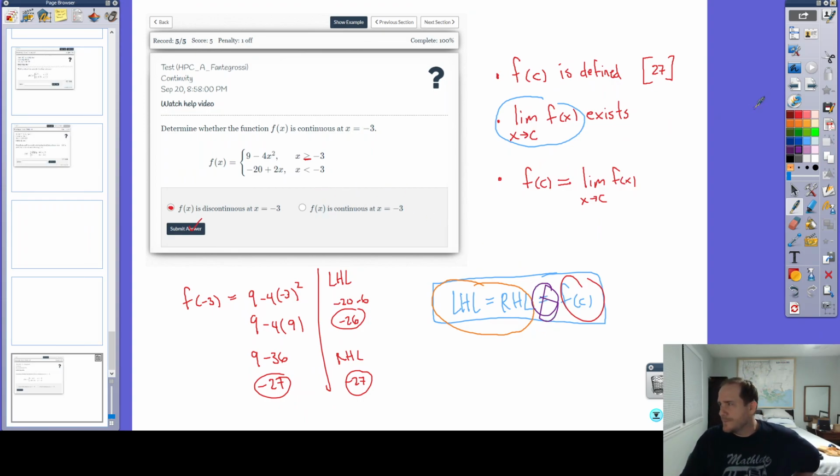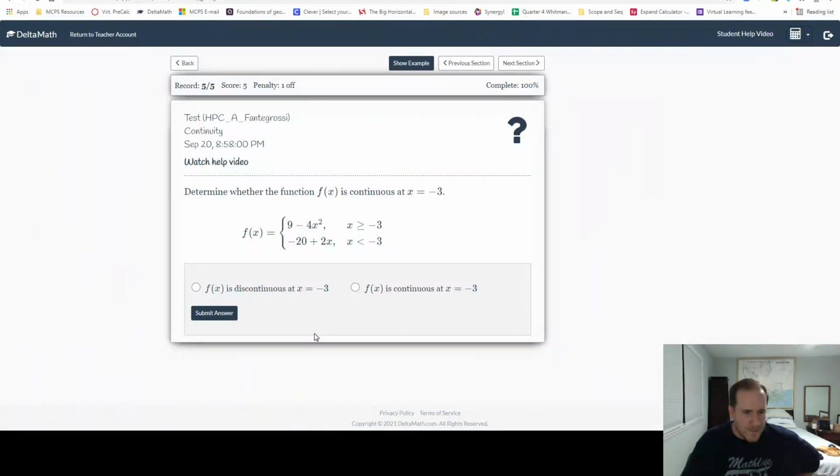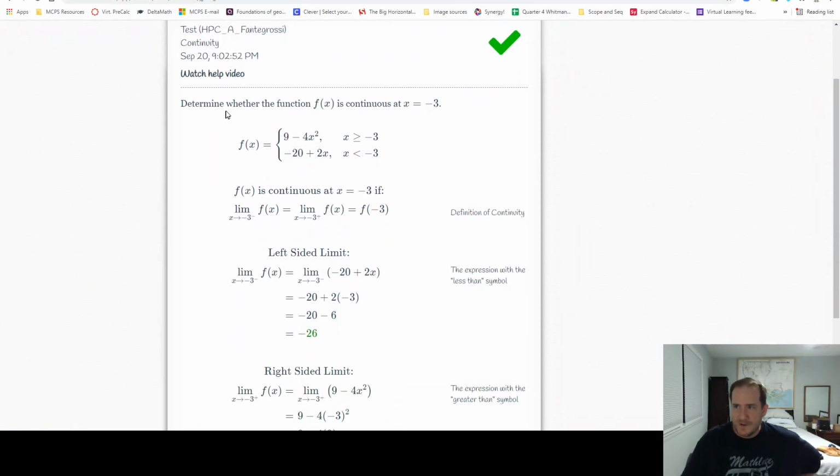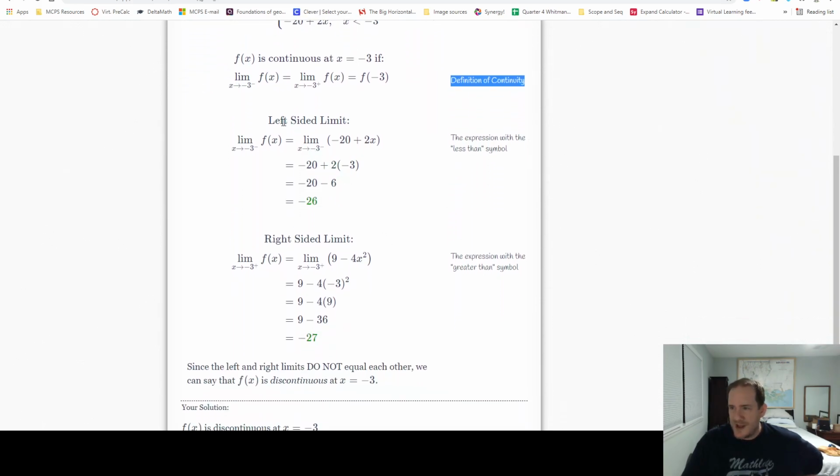So anyway, heading back, I think all I've got to do is click. Yeah, we said we're going to be discontinuous. Submit. Yes, I'm sure. Scroll down. They're explaining it to you here. They're saying determine whether it is. Here's the statement. Now here they're saying it will be continuous if these three things happen: left-hand limit, right-hand limit, function value. They're explaining over here that's the definition of continuity. So now they're checking the left-sided limit. I call it the left-hand limit. Different people are going to say different things. But essentially, I like what they're doing here.